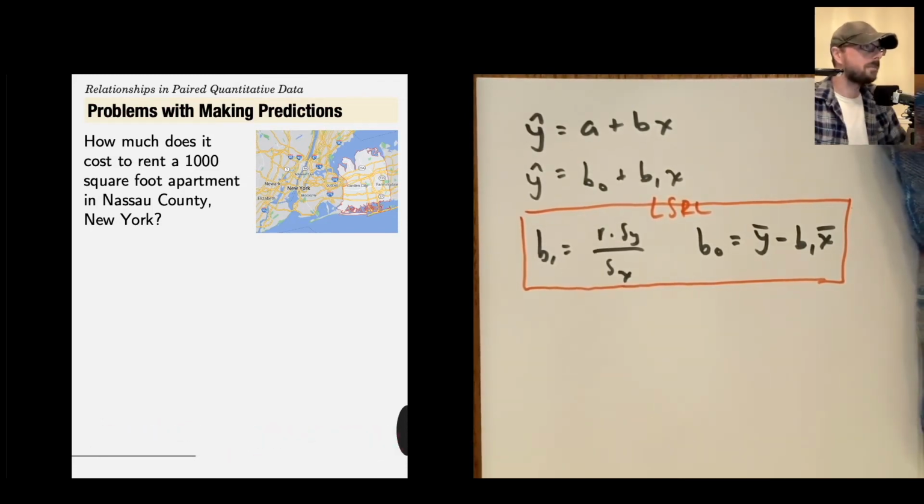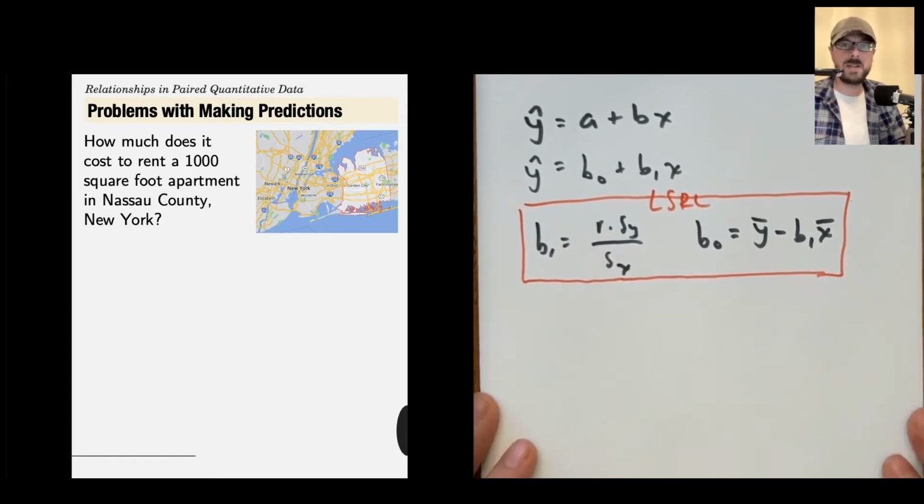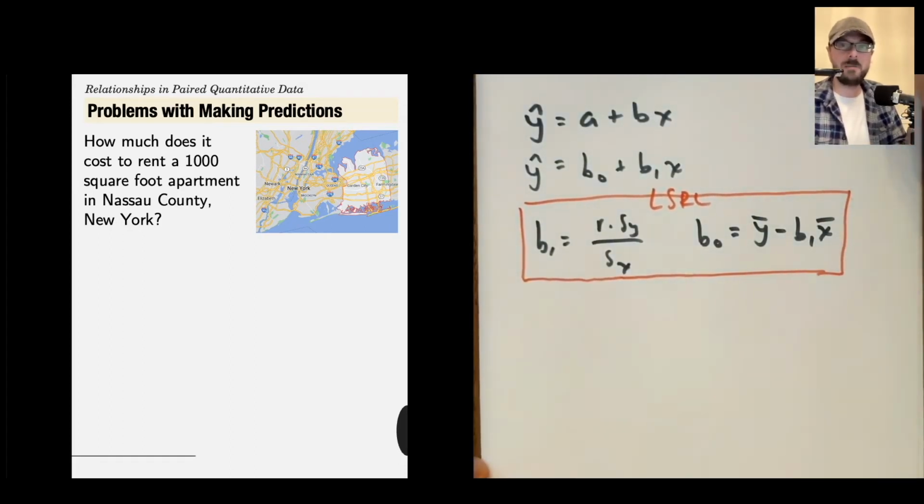So here's a kind of fun situation that I came across. I was talking to someone who lives in New York, in Nassau County, and they were telling me about how much apartments cost there, and they said it was very expensive. So it made me wonder, how much does it cost to rent a 1,000 square foot apartment in Nassau County, New York? And 1,000 square feet is not that big. It depends on how many people you have living there, but there's no way I'd like to live with my wife and 4 kids in a 1,000 square foot apartment. But how much would it cost in Nassau County?